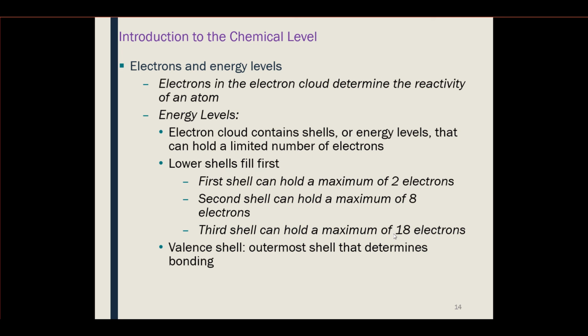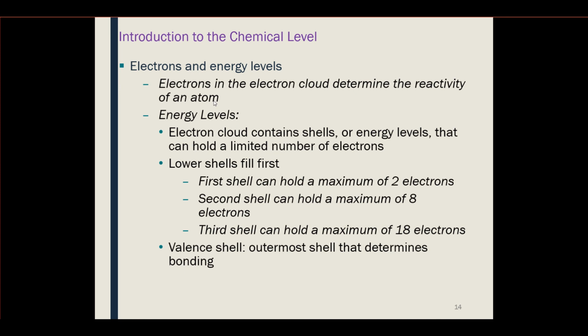Okay, so we know now the nucleus. Let's take a look at these actual electrons and the energy levels. So we said before that the electrons are in the electron cloud, but now we're going to add something. It is the electrons that determine how reactive an atom is. Basically, guys, that means how easily will they enter into a chemical reaction and form bonds. And that's going to be our next lesson, actually.